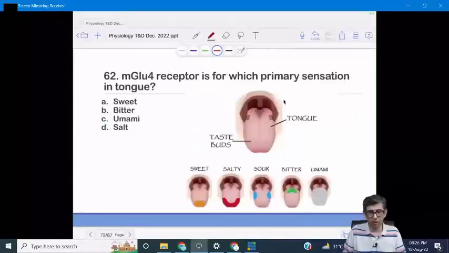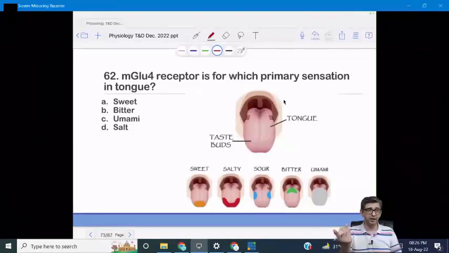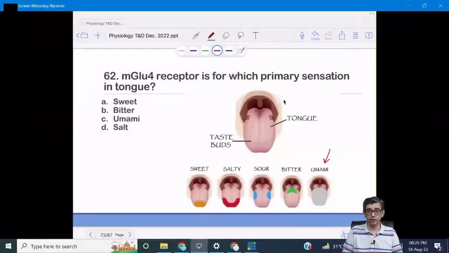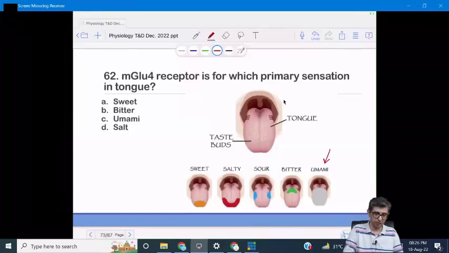All of us like Chinese food, because normally we read about sweet, salty, sour, bitter, but in Chinese food we put a special salt. The Chinese salt is responsible for a special taste called umami, and the M-glu receptor. Yes, M-glu receptor is for which sensation? The answer is option number C.